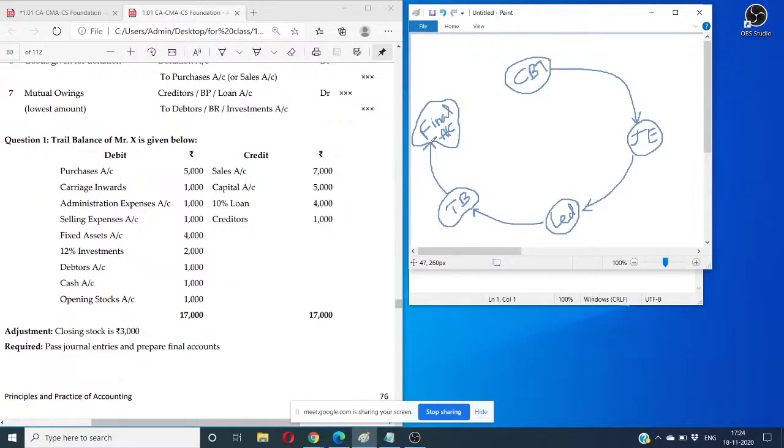The final accounts will have two main blocks. One is the income statement, which means the trading and profit and loss account.